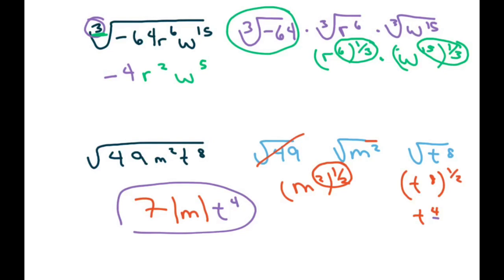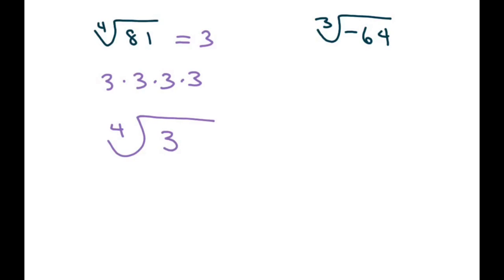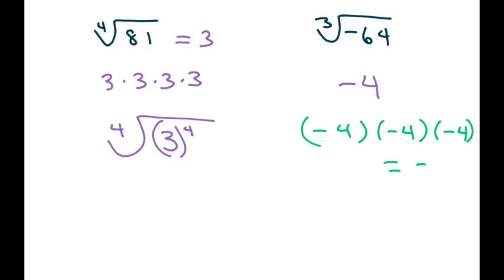And the last two are easy ones. So the fourth root of 81 is 3, because 3 times 3 times 3 times 3 is 81. Or you could write it like this, 3 to the 4th, and do it that way. And the cube root of -64 is -4. It's kind of like the first one we did. That's just because -4 times -4 times -4 equals -64.